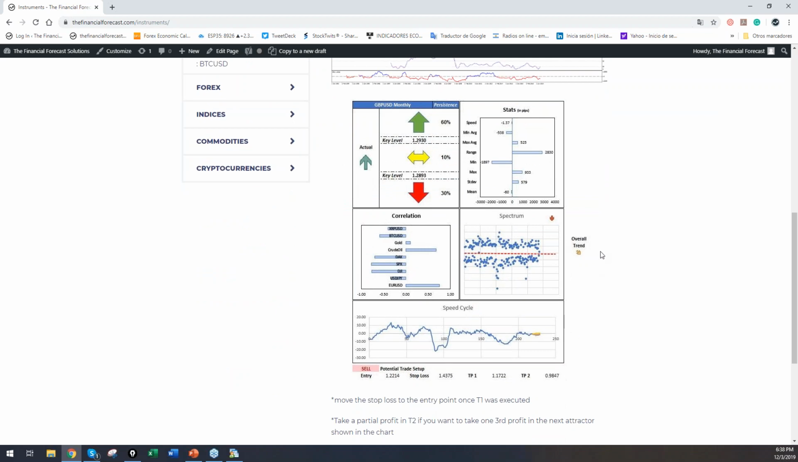And we can see here that the overall trend at this moment in the monthly time frame for the pound is to the downside. Okay, it's a downtrend. Why? Despite the fact that we have a persistence, and persistence is a concept of saying how the past movements are impacting the future movements. How will what happened yesterday impact what will happen today and tomorrow? That is persistence. We have 60% persistence to the upside.